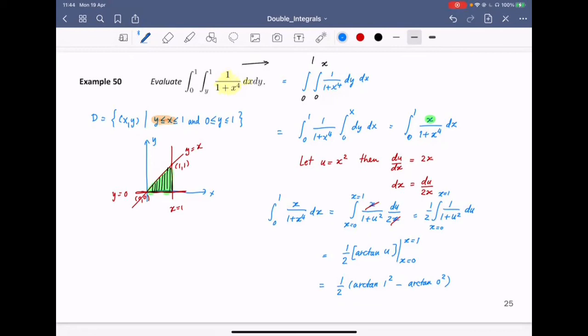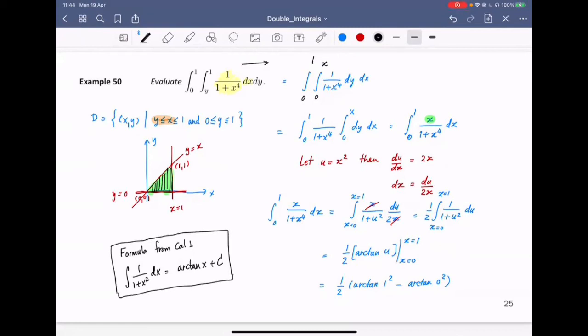Oh, okay. Some of you say, where did arctan come from? This is the formula from Cal 1. Integrate 1 over 1 plus x squared dx. This is arctan x. But if you have this question on the quiz or on the exam, the formula will be given. No worries. This is the formula for how to integrate 1 over 1 plus x squared dx. This is arctan.